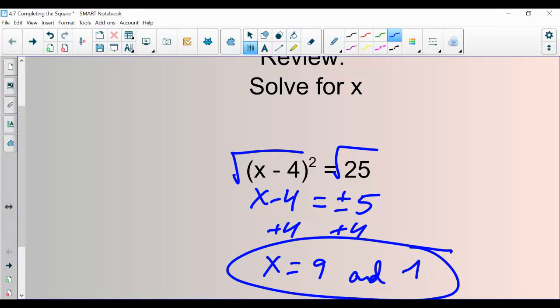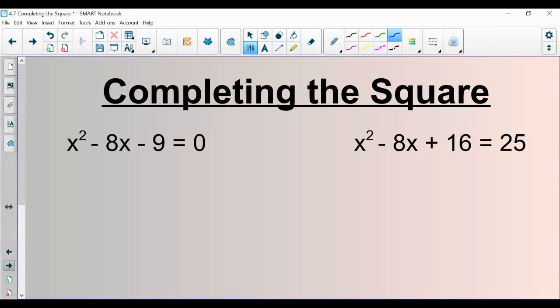So this is a prerequisite skill for completing the square. This is really the foundation of why completing the square works. We have a problem on the left here and a problem on the right here. This is also still review. If I told you guys to solve this equation, you would be able to factor this, right? You would be able to say, hey, what multiplies to negative 9 that adds to negative 8? And you would hopefully come up with negative 9 and 1. So when we factor this, it would look like x minus 9 and x plus 1.